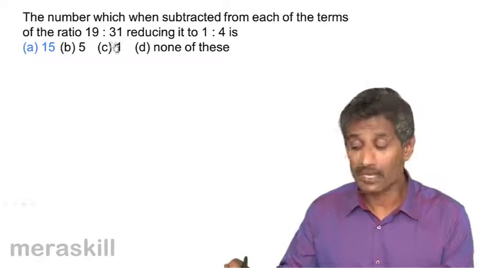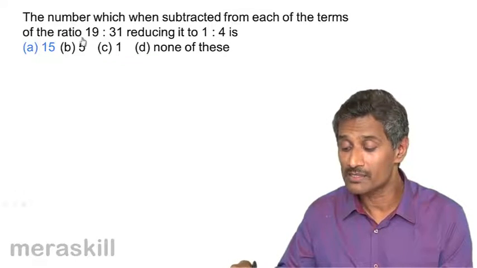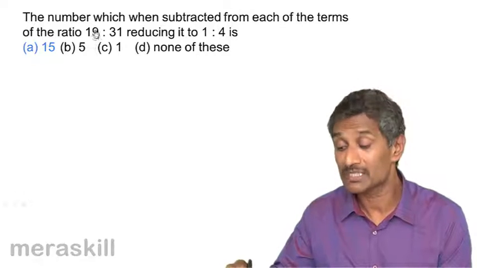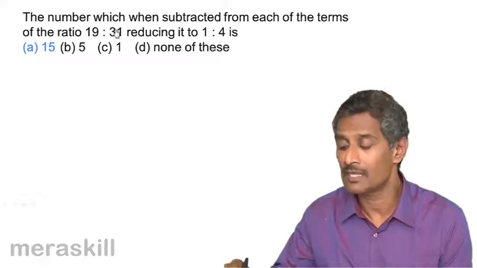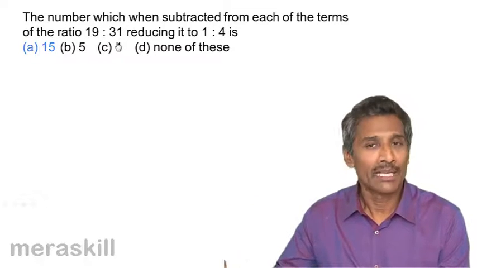So in this example, I repeat, you're not going to take them as 19x and 31x because it's very clearly told it is subtracting from the terms, that is from the antecedent and the consequent, not from the actual quantities. Let's take the next sum.